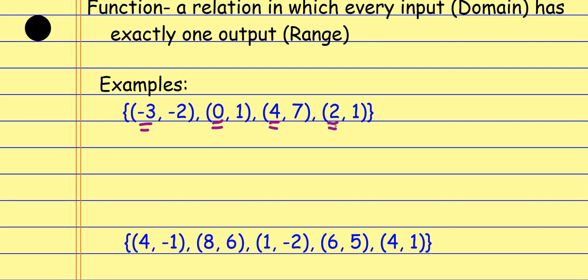And just think about it. Does every one of those inputs go to one output? Do any of the inputs have two different outputs? In other words, -3 goes to a -2. Is there any place where -3 goes to something else? 0 goes to 1. Is there any other ordered pair listed where 0 has a different y value? 4 goes to the 7. Are there any 4s that go to something else? 2 goes to a 1. Are there any 2s that go to something else? As we look at this thing, all of those x values have their own separate y value. There's no x value that has two different y values. So yes, this one is a function.